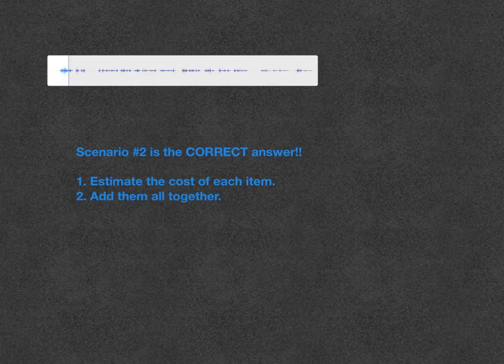So which scenario was correct, 1 or 2? So you can often be presented with this. Something happened in scenario 1 where the person at the cash register entered in something wrong and made an error. And you need to be able to estimate and know roughly how much things are going to cost so that when that happens, you can correct the person at the cash register. Scenario 2 was the correct answer.